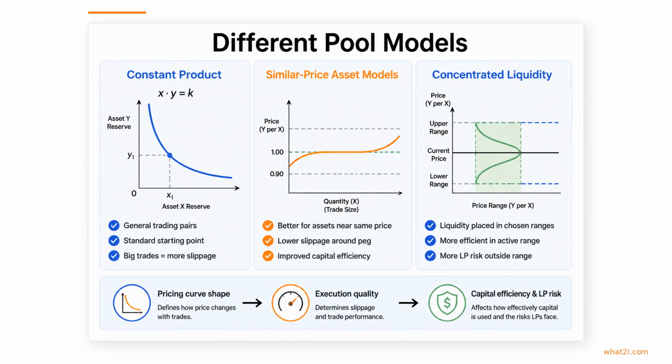Not all liquidity pools work the same way. Constant product pools are the standard choice for general trading pairs, but bigger trades can move the price more and create noticeable slippage. Other models change the pricing curve to fit specific situations, like assets that tend to stay near the same price, or pools where liquidity is focused within chosen price ranges. That curve shape matters because it affects execution quality, capital efficiency, and the risks liquidity providers take on.